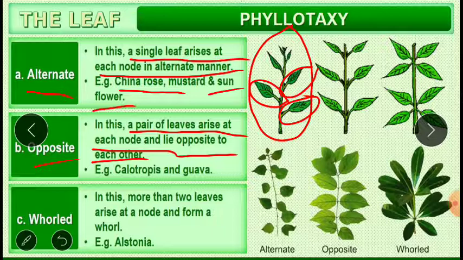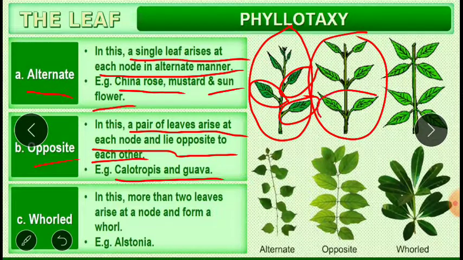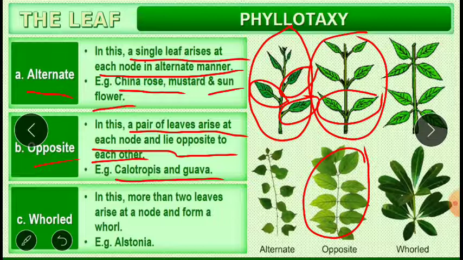This type of arrangement can be seen in Calotropis and guava. You can see the opposite side. At each node, two leaves are arising from a single node, which are opposite to each other. So this type of phyllotaxy is opposite phyllotaxy.